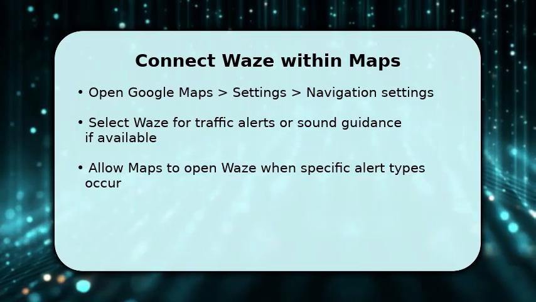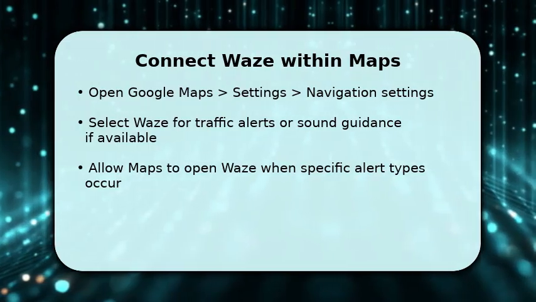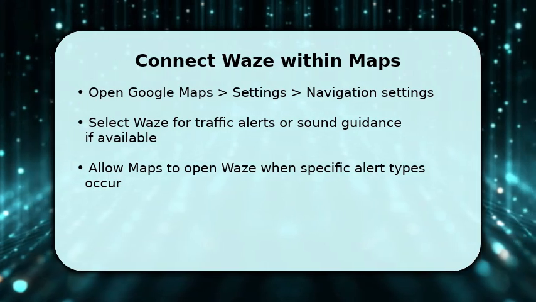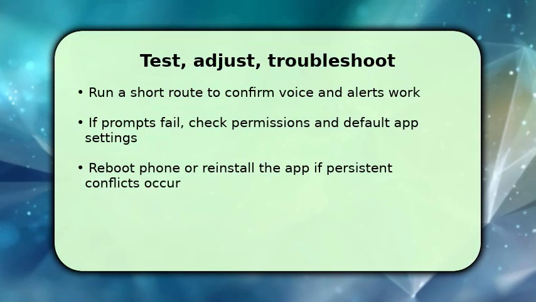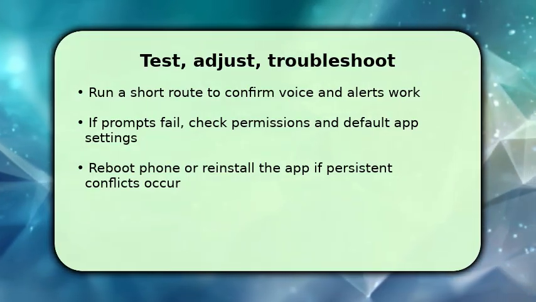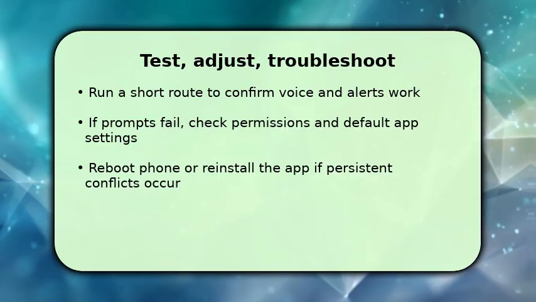Once configured, perform a quick test drive route to verify that voice prompts and alerts pass through correctly. Finish by testing and adjusting settings so the experience is reliable. You should run a short route. Listen for Waze alerts and ensure Google Maps displays the map.